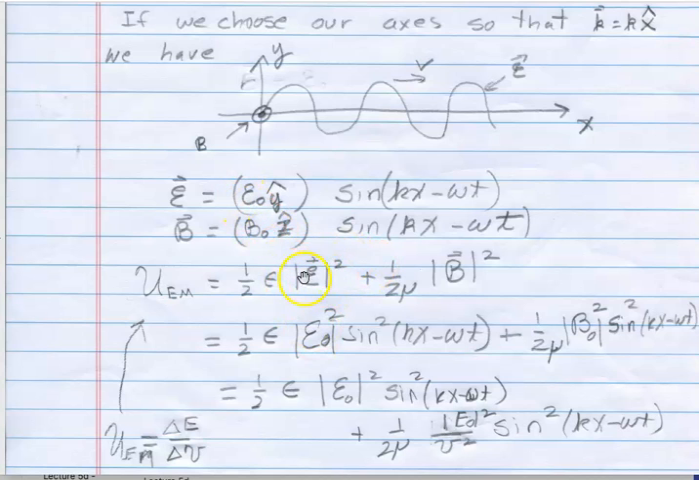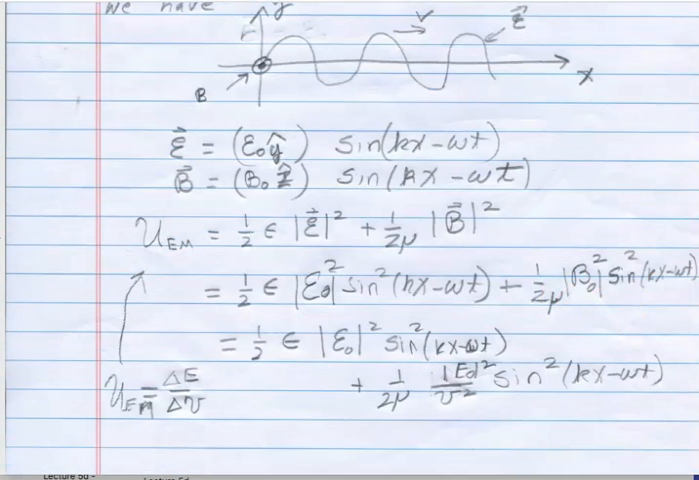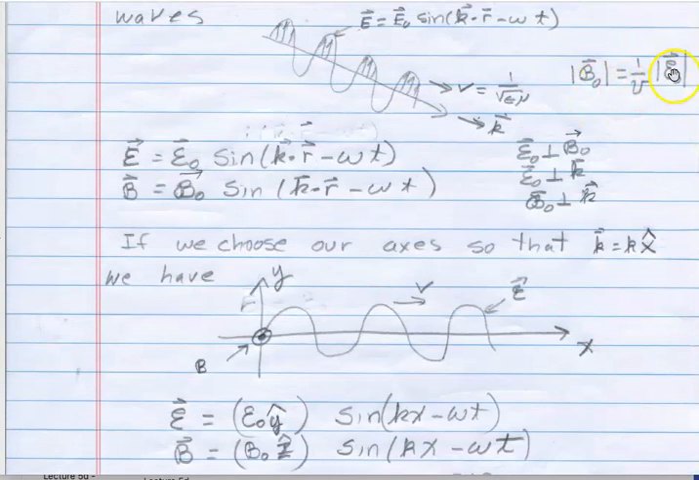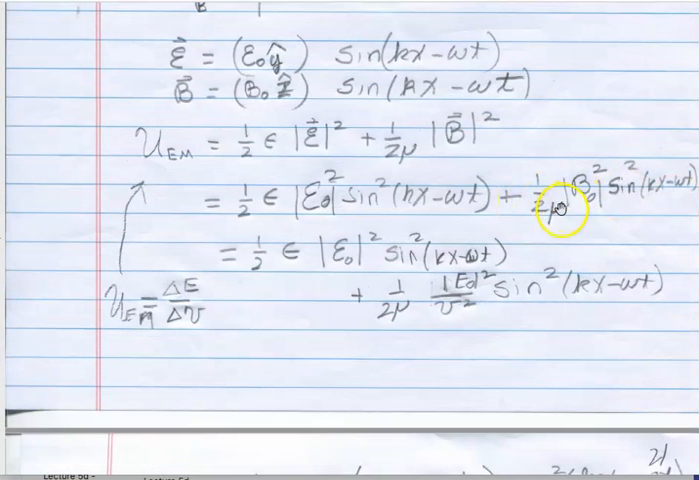And I can just plug these expressions in for E and B and do some straightforward simplification. I can square everything. For 1 half epsilon E squared, this dot product is simply the magnitude squared, times sine squared, and then B will give a similar result. Then I can use the fact that the magnitude of B and the magnitude of E for these plane waves are related by a factor of 1 over the velocity. So I simply substitute for B the magnitude of E over the velocity, and that gives me E squared over the velocity squared for that term.